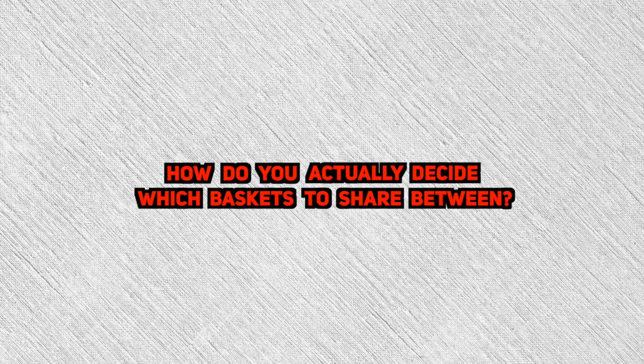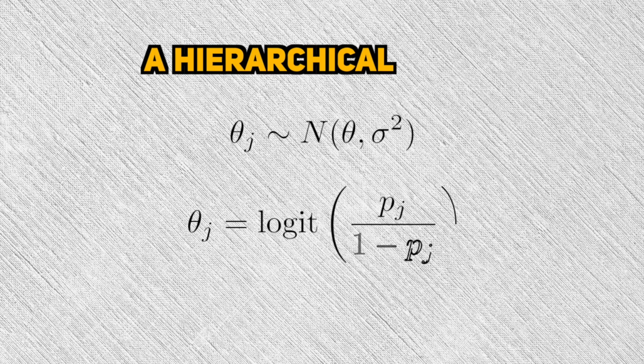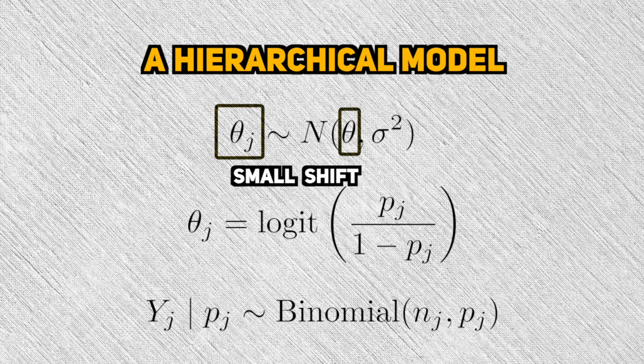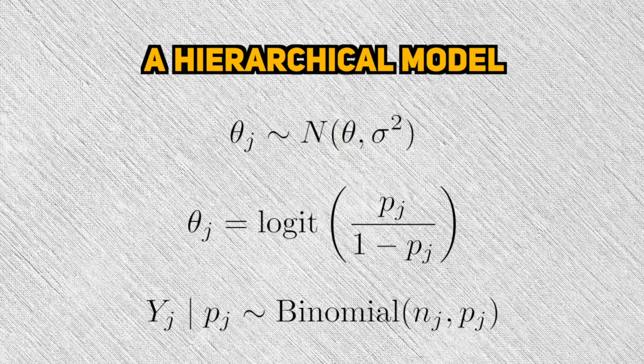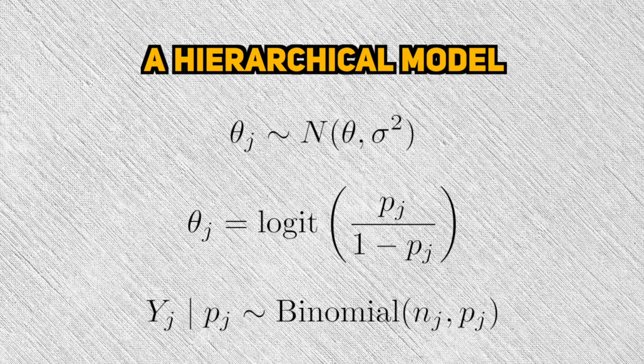But these benefits come with a new statistical problem. How do you actually decide which baskets to share between? In other words, how should I, the statistician, model this sharing? One of the earliest approaches is what's called a hierarchical model. In a hierarchical model, we suppose that there is some overall or population level response rate in these baskets to the therapy. The response rate of an individual basket can be thought of as a small shift from this overall mean. When we consider the response rates of all baskets, we can assume that they follow some distribution around this mean.